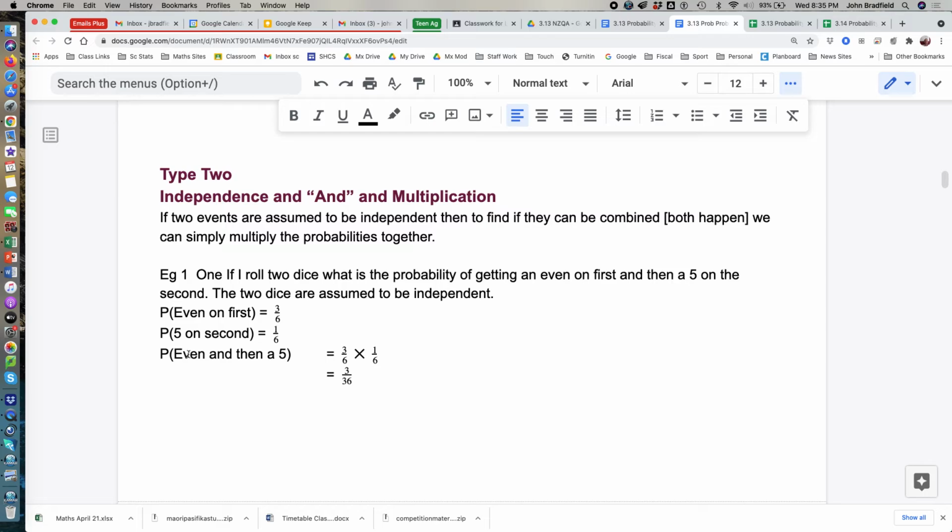So the probability of getting an even and then a 5, we take the probability for one event, times it by the probability of the other. Anytime we use that times, we're assuming that the two probabilities we're multiplying together are independent of each other. And that's quite an important thing that comes up as time goes on. You'll see more of it.